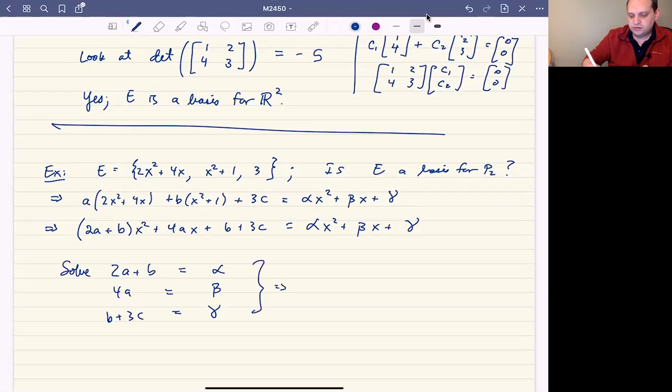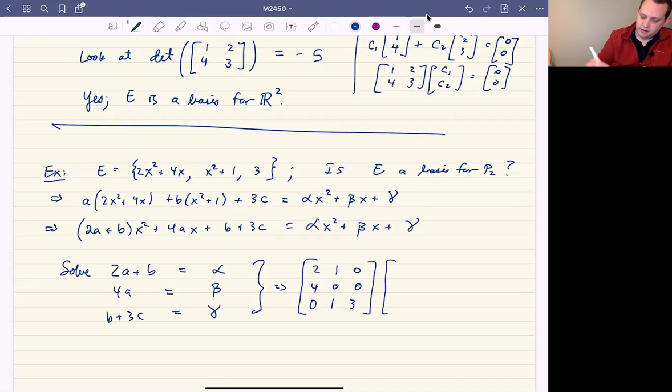And so what you can do is write this as a matrix, and the matrix that we would get will be 2, 4, 0, 1, 0, 1, and 0, 0, 3. That's going to be times the vector ABC, and we're going to set that equal to the vector alpha, beta, gamma.